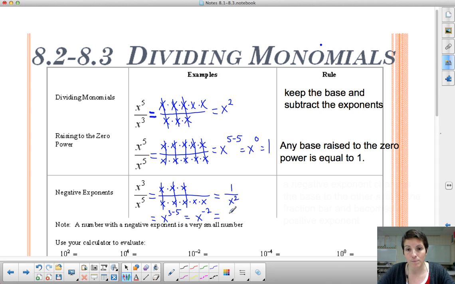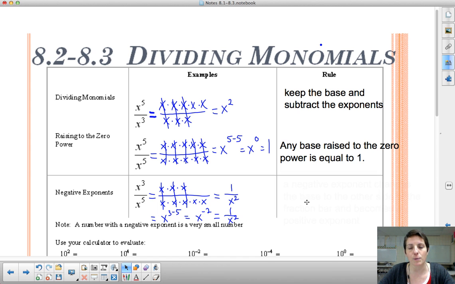The only way to make it positive is for it to change sides of the fraction bar. So whole numbers are usually in the numerator. So now this x, this base with x, goes to the denominator and becomes positive, and now my empty numerator has to get filled in with 1. It's kind of an awkward rule.